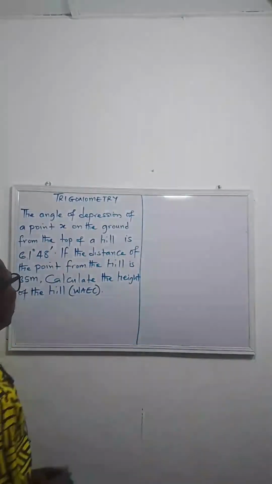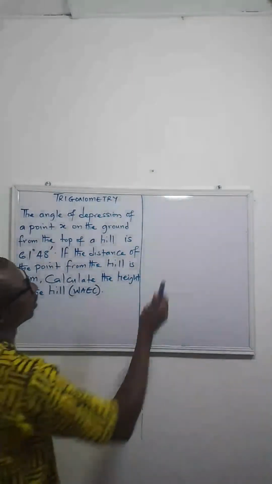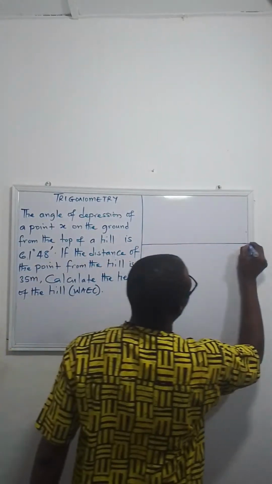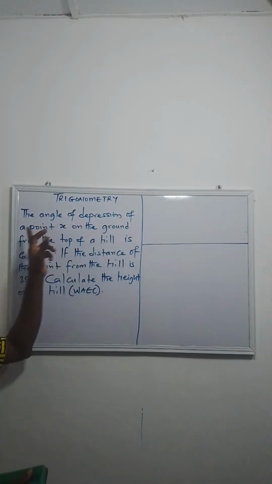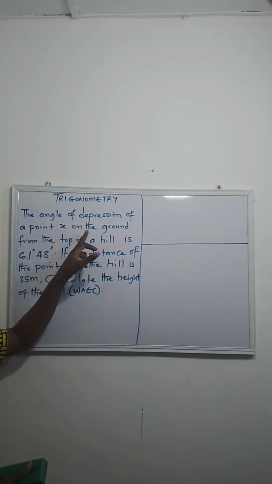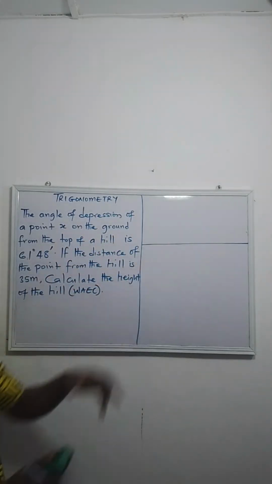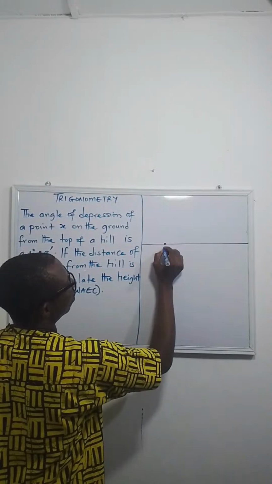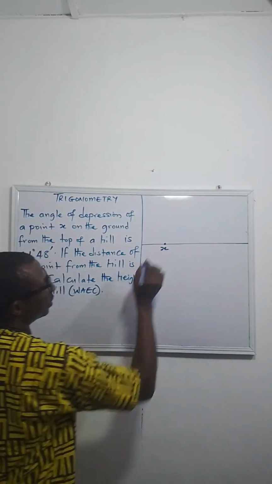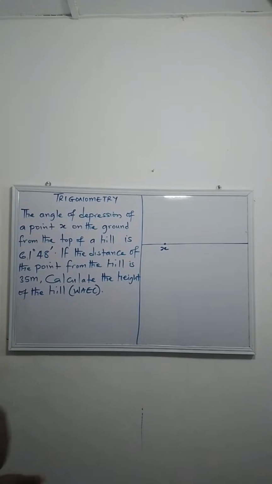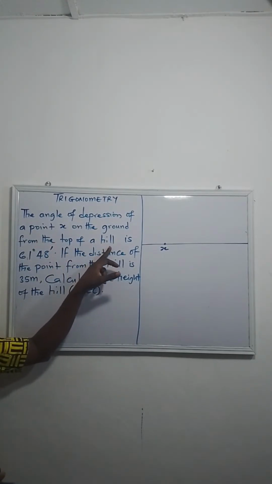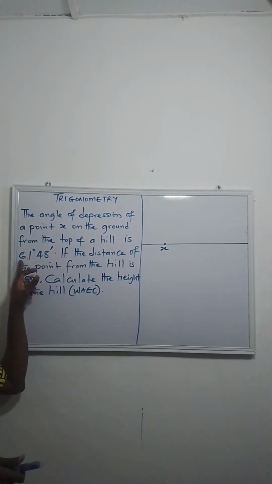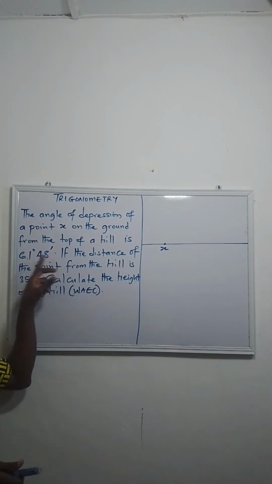All right, so let's see. Suppose we have a horizontal ground this way. Now the question says the angle of depression of a point X on the ground. That means we have a point on this ground, let's call it point X. According to the question, point X from the top of a hill is 61 degrees 48 minutes.